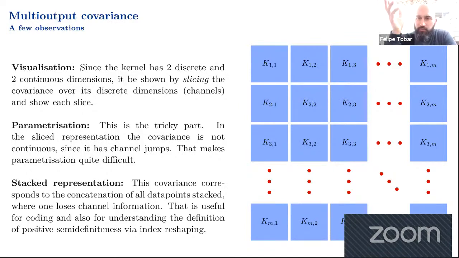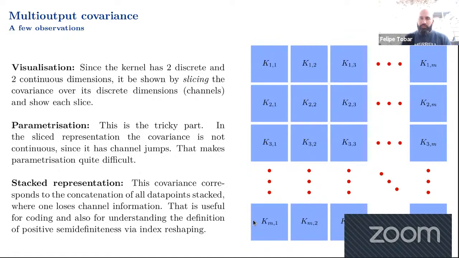But the problem with this formulation is that it doesn't allow for parametrizing the covariance, right? I cannot place a function over this entire blanket of covariances because there are discontinuities, right? Not because I'm plotting this point at the border of K22 and this point at the border of K23. Those points have nothing to do with one another. They correspond to different channels and different times. So this visualization might be a little bit tricky if we want to parameterize the covariance, right?